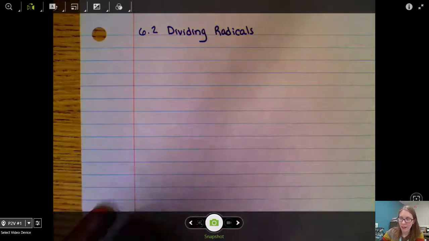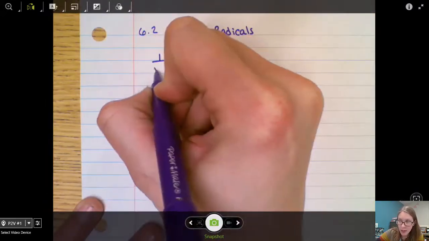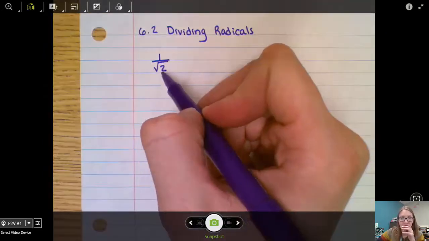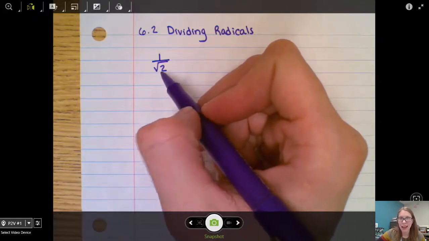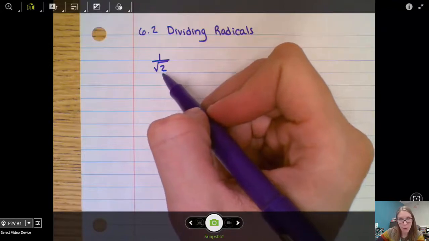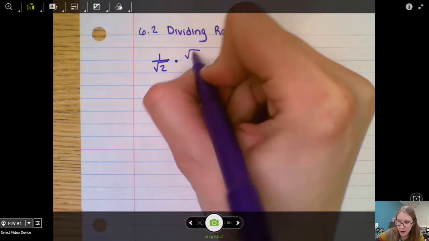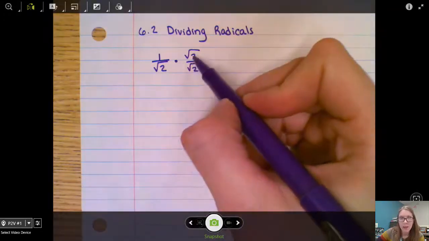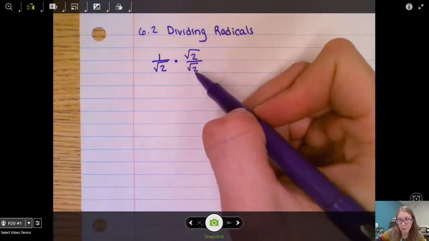But before we get into that, let's take a quick look back to something you did a lot of in geometry. If you had 1 over the square root of 2, remember how in geometry we learned it's not okay to have a square root in the denominator. In order to get rid of it, we multiply by the square root of 2 over the square root of 2 because this is the same thing on top and bottom. We're really just multiplying by 1.